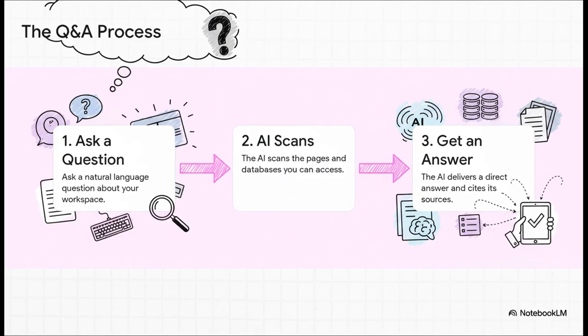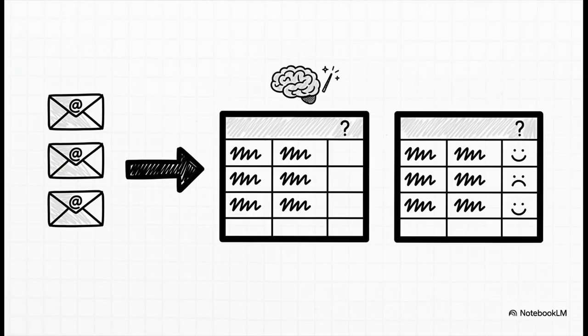You ask a question, the AI instantly scans all the pages you have access to, and then it gives you a direct answer. But here's the best part. It also gives you links to the exact documents where it found the information so you can always check its work. And for all you power users out there, it gets even crazier. If you use Notion's databases, you can get the AI to automate things. Like, imagine you dump 100 customer emails into a database, and the AI automatically reads every single one and fills out a sentiment column with positive or negative. That's the level of automation we're talking about here.